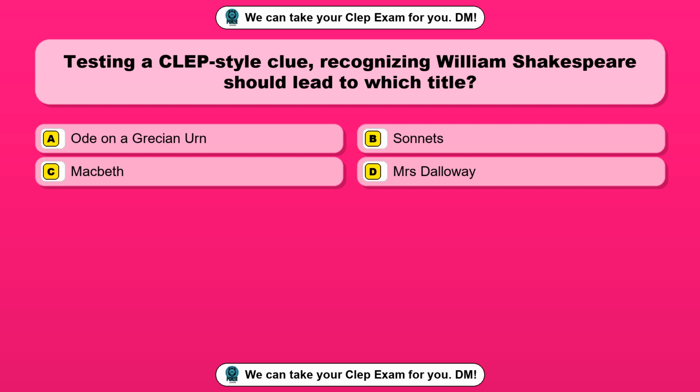Question 39. Testing a CLEP style clue, recognizing William Shakespeare should lead to which title? Option A, Ode on a Grecian Urn. Option B, Sonnets. Option C, Macbeth. Option D, Mrs. Dalloway. The correct answer is option B, Sonnets.